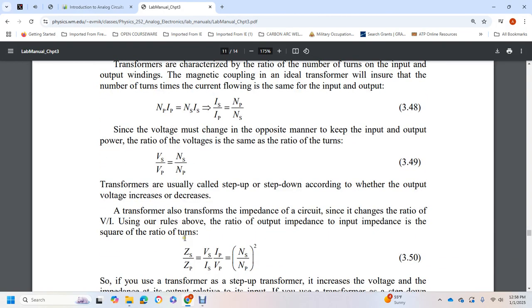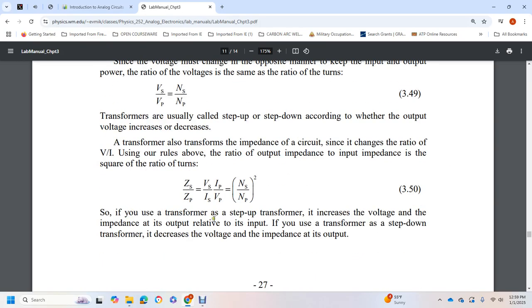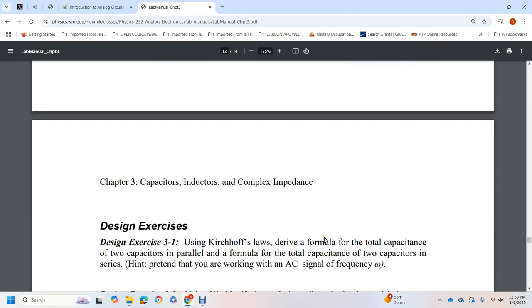Transformers usually step up or step down according to whether the output voltage increases or decreases. The transformer also changes the impedance of the circuit, the ratio of voltage over current, following the rule that the ratio of output impedance to input impedance is the turns ratio squared. So a step up transformer increases the impedance of the output relative to the input, and a step down transformer decreases the output impedance.